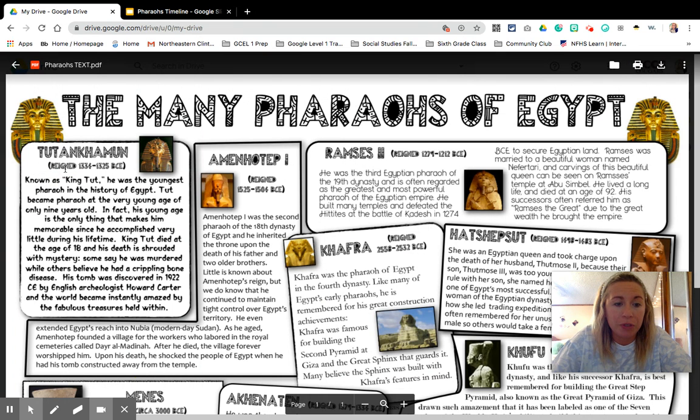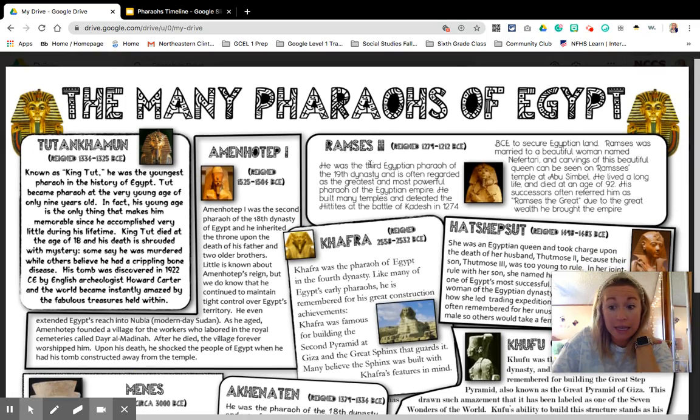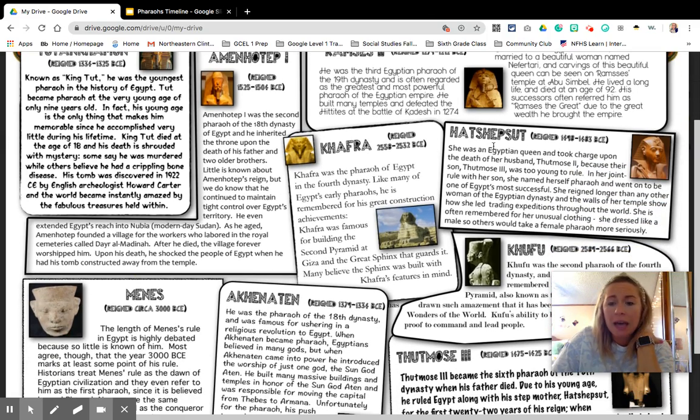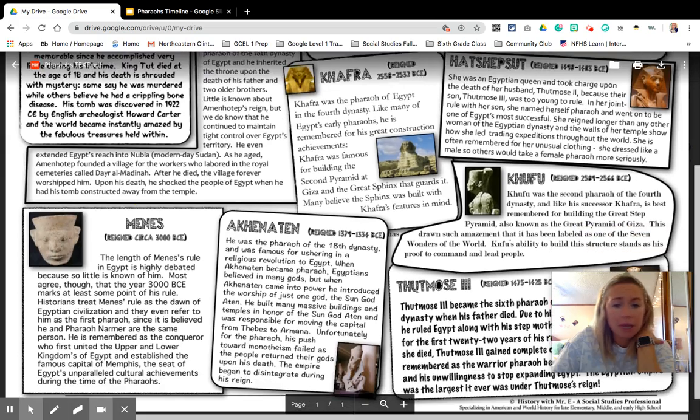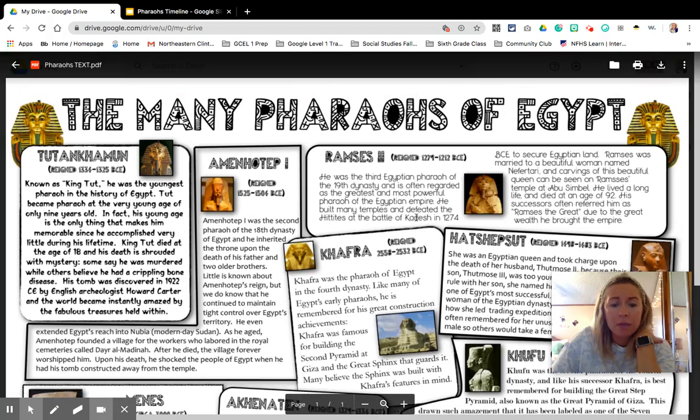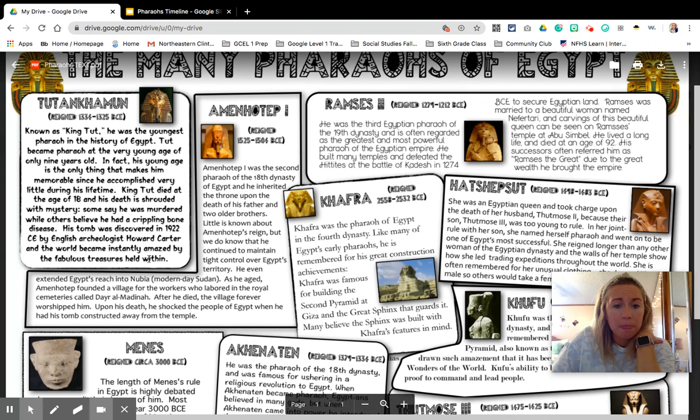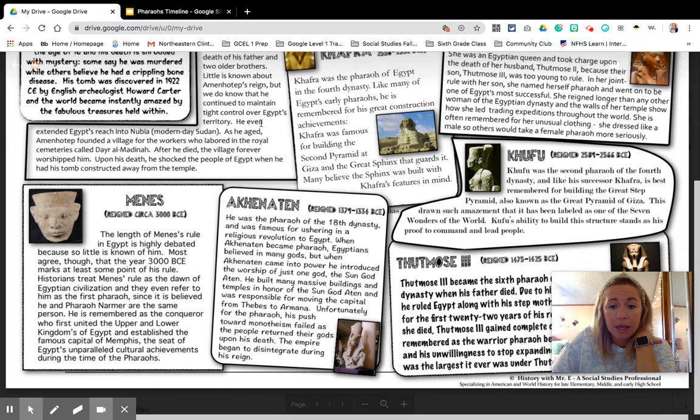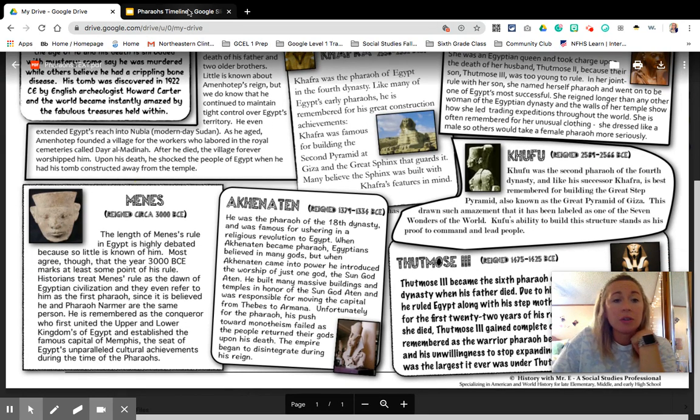You're going to read about the pharaohs. Remember, when we're on a timeline and we're talking about the reign, which means the years that a ruler ruled, beginning and end, it's over a span of time. So we have Tutankhamun, Ramses II, aka Ramses the Great, Khafra, Hatshepsut, Khufu, Akhenaten, Menes, Thutmose III. You're going to read about them and look at when they reigned. When you've done that, you're going to go over to the timeline.